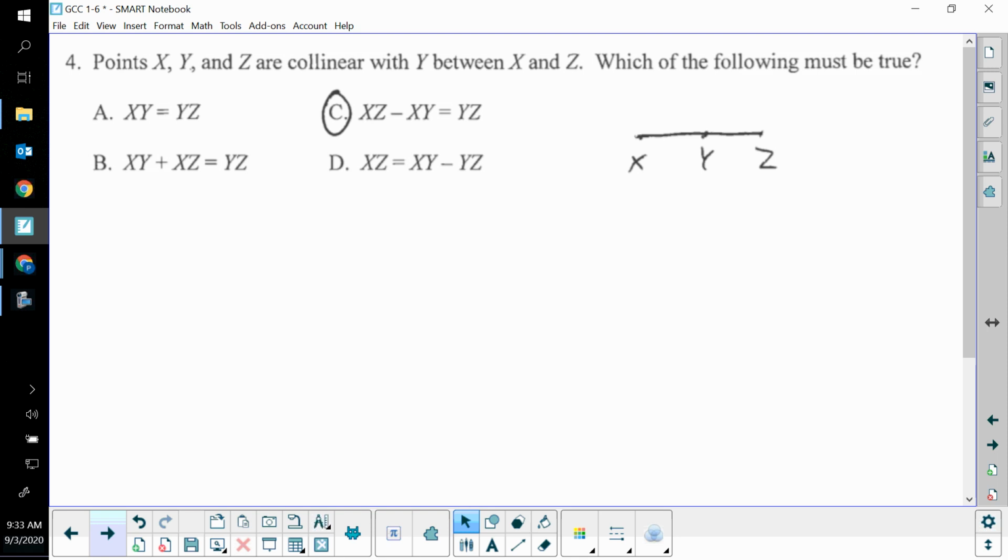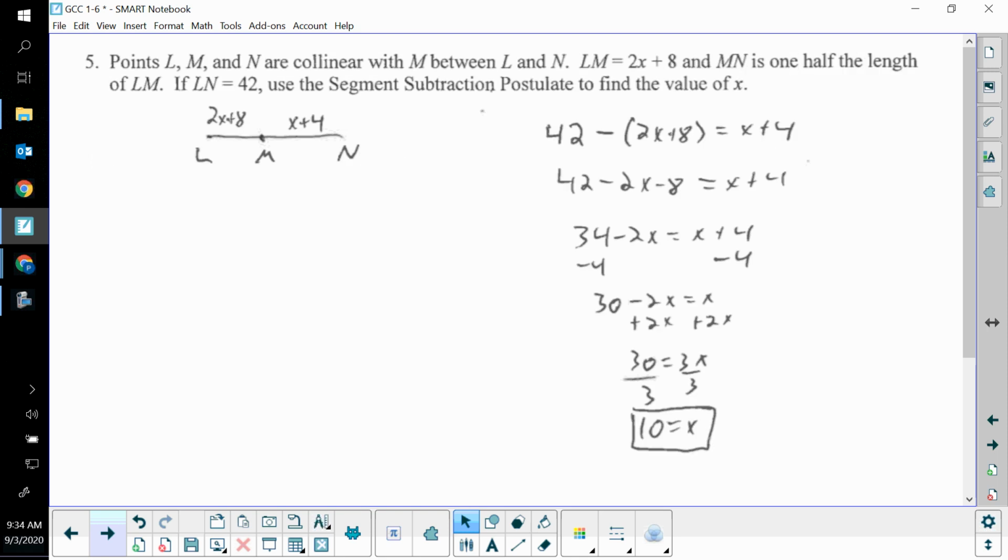So C is essentially showing the segment subtraction postulate. If you take the whole thing minus one of the parts, it should leave you with the other part. So notice they said nothing about a midpoint here, and they said they wanted us to use the segment subtraction postulate. So take the whole thing, the 42, subtract one of the parts to get the other part. Now I chose to subtract the 2x plus 8. You could have done the x plus 4 and then had the equal to 2x plus 8 over on the right. Either way, you should get the same answer. The x is 10.